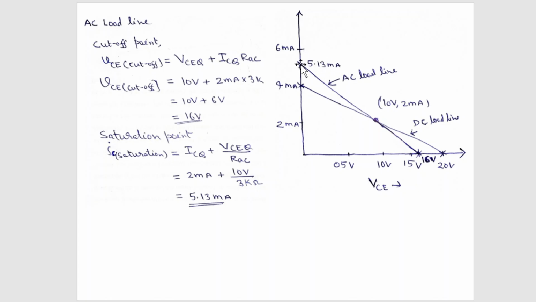If we combine these two points, this is basically the AC load line. Remember, this AC load line and the DC load line will intersect at some point, and this intersection point is basically the Q point. So the Q point is 10 volt and 2 milliampere. So this is the AC load line and this is the DC load line. This is how, in this example, I have explained one can determine the end points for the AC load line just by drawing the DC load line and determining the Q point of your transistor.